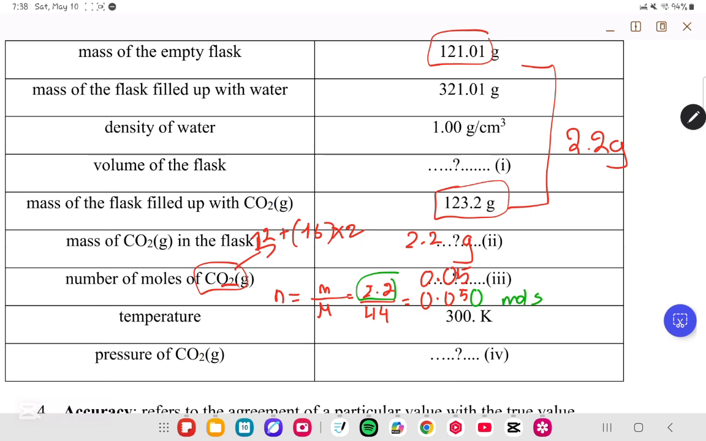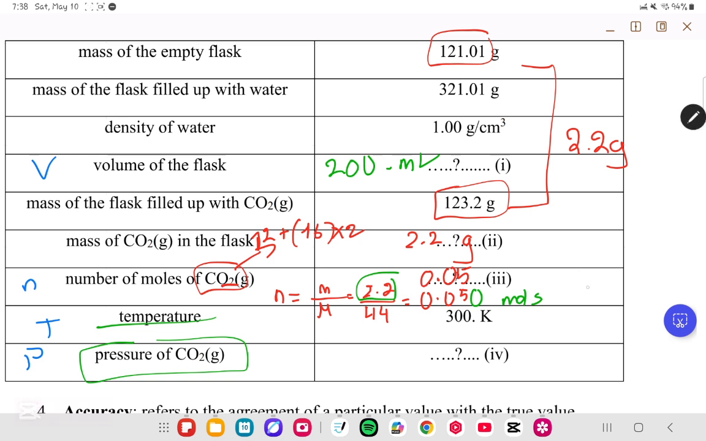Now you have the number of moles, you have the temperature, you have the volume of the flask, which we found to be 200 milliliter. They want us to find the pressure of CO2. So look, we have pressure we need to find, we have the temperature, we have the number of moles, and we have the volume of the flask.